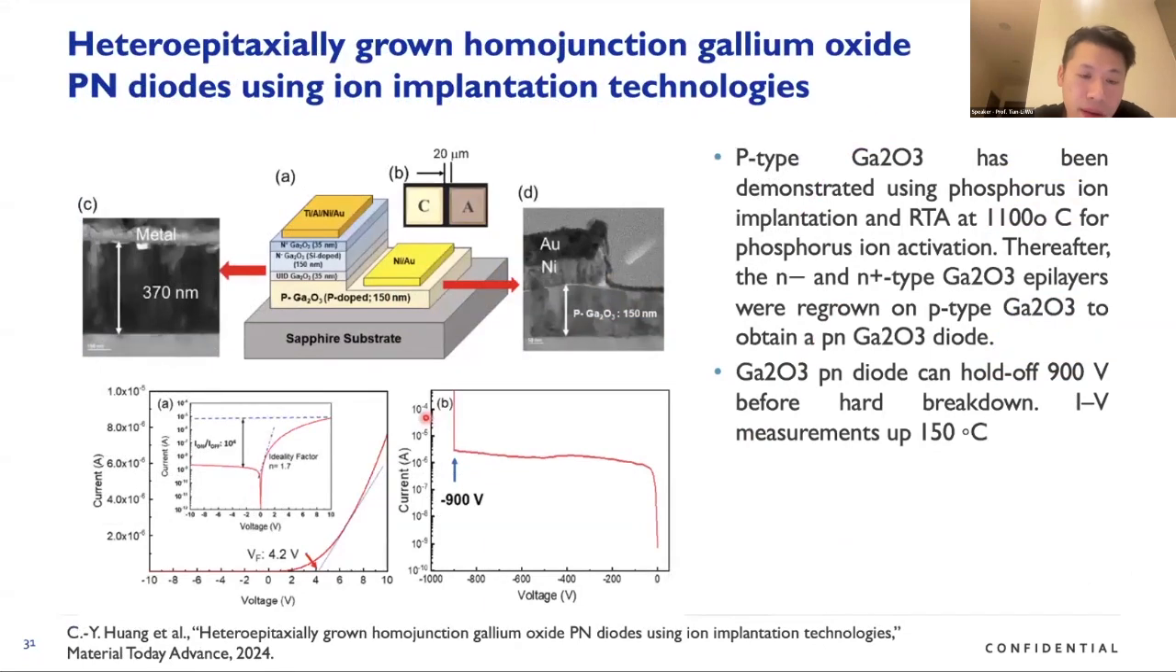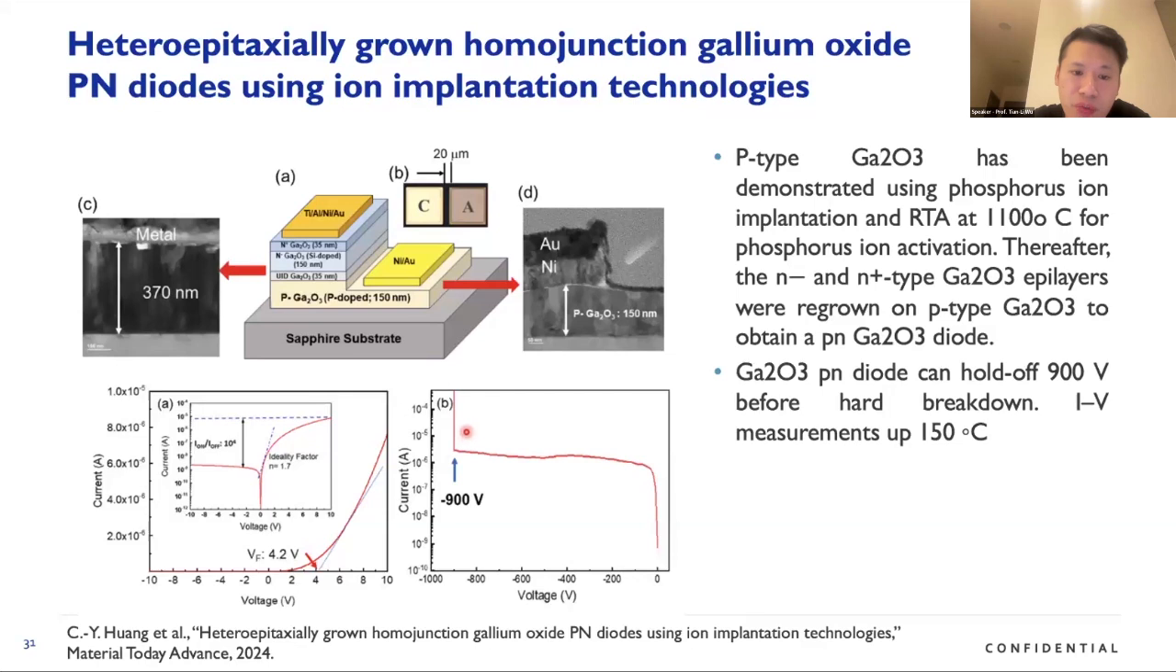Also this year, Professor Hong's group demonstrated a very novel approach, growing gallium oxide on top of sapphire but using implantation to realize P-type gallium oxide. After realizing the P-type gallium oxide, they regrew N-type gallium oxide to fabricate a real PN diode in the gallium oxide material system. The gallium oxide PN diodes were successfully demonstrated with a turn-on voltage of around 4 volts, and most importantly, a breakdown voltage of more than 900 volts.